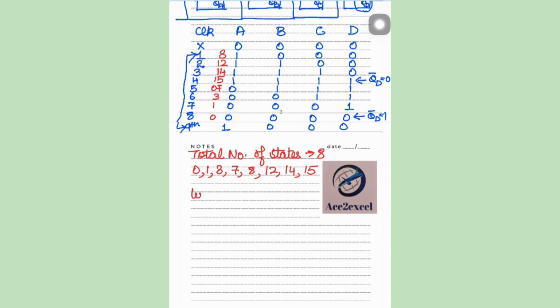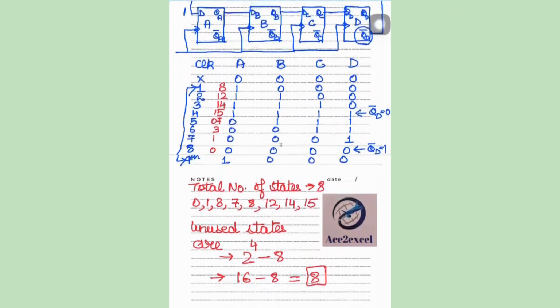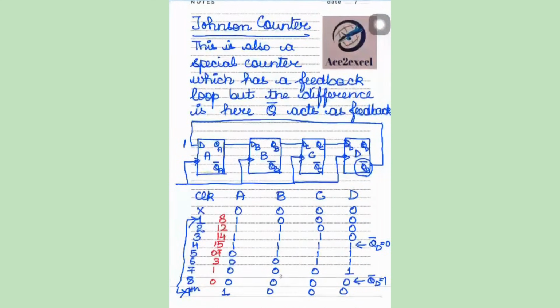Still, the unused states are 2 raised to power 4 minus the counted states, that is 16 minus 8, which is equal to 8. So 8 states are used or counted by the Johnson counter and 8 states are still uncounted. This Johnson counter is also known as twisted ring counter, because if you see the shape, the twist appears in the loop, and that is why the other name of the circuit is twisted ring counter.